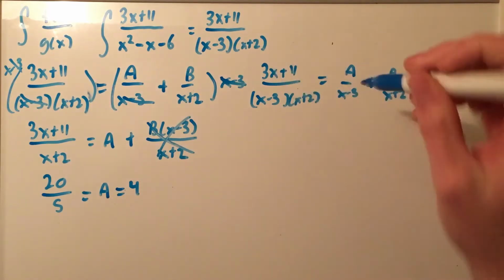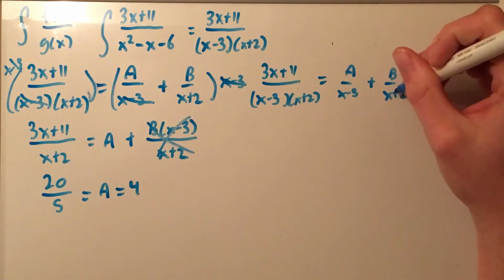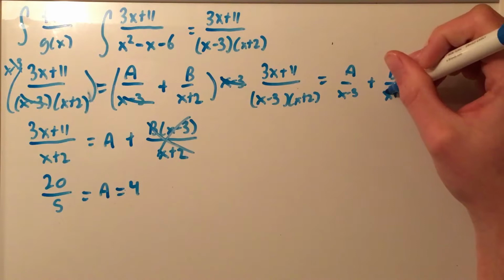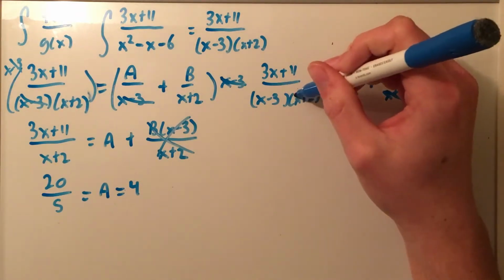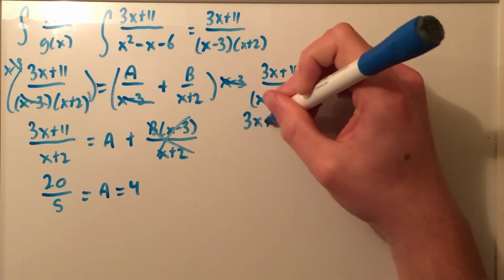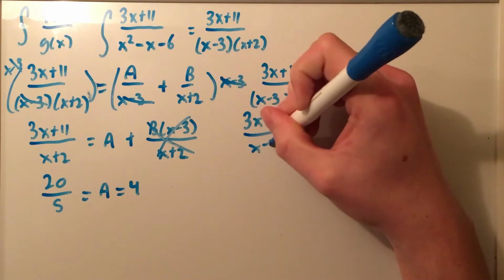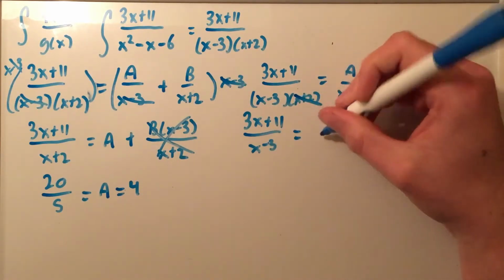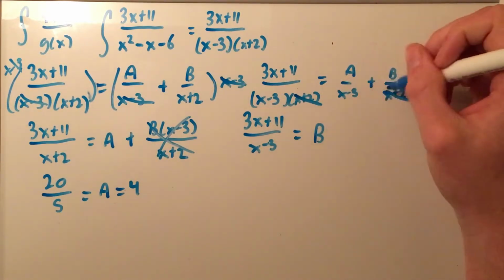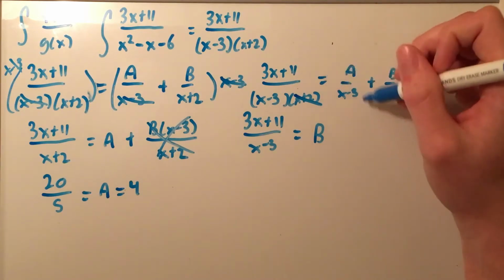Basically we do the same exact thing, multiply by x plus 2, and this is going to cancel. You're left with 3x plus 11 over x minus 3 equals b, because this is multiplied by x plus 2, and then you set x to negative 2, so that term is 0.